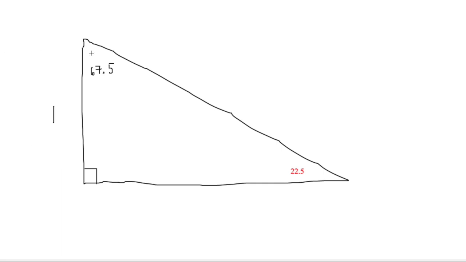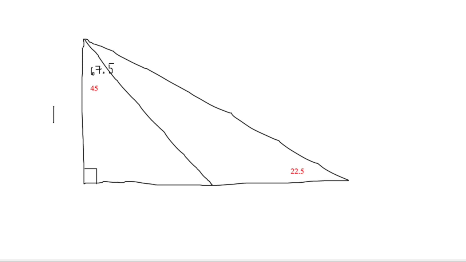And the number 22.5 gives us a clue about how we might want to proceed here. That's half of 45 degrees. And if we just draw a line within the triangle that splits the 67.5 degree angle into a 45 degree angle and another angle, notice we'll get a 45, 45, 90 triangle on the left. We can work with that.